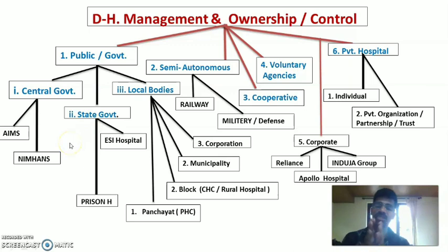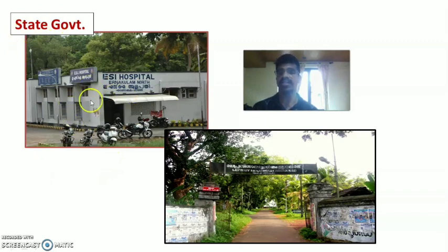Then state government: each state government has its own hospitals. Like in Kerala state, we have ESI hospital, that is Employees' State Insurance hospital, which is under the direct control of the state government. Even prison hospital in the state is under state government control or management. Then various other state-run hospitals like leprosy sanatorium, TB sanatorium, etc. all come under state government hospital.